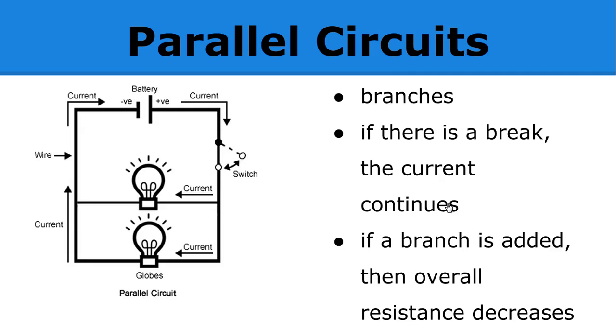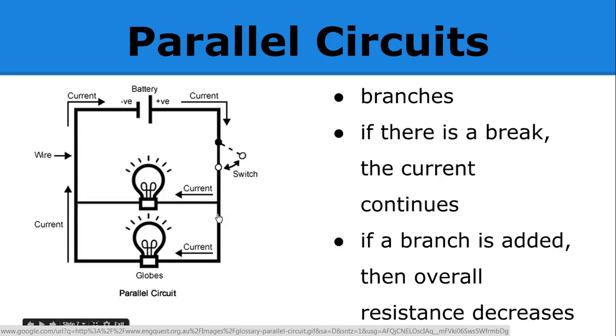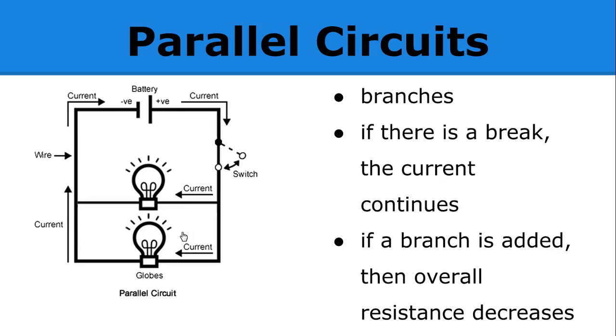All right, the other type of circuit that we will be looking at is parallel circuits. The main characteristic of a parallel circuit is that it branches. So if there is a break, the current still continues. For example, if this light bulb here burns out, the current is still going to be flowing through here, and it will light up this light bulb. Also, even if you add branches, the overall resistance decreases, so your light bulbs are going to burn at the same brightness. They're not going to be any more dim like in a series circuit.